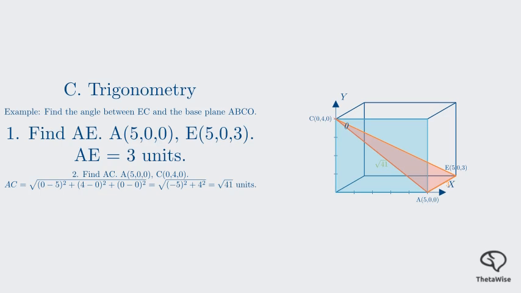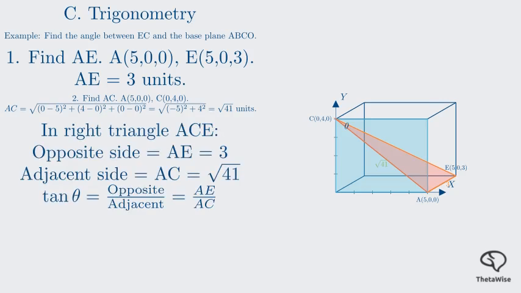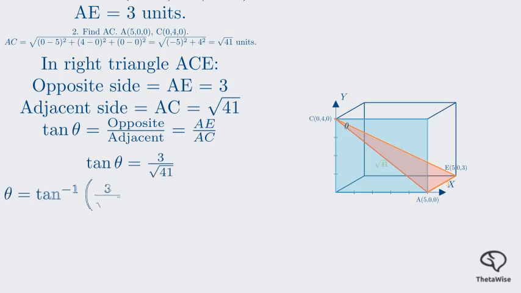Now we have 2 sides of the right-angled triangle ECA. Let's label the angle we want to find, angle ACE, as theta. From the perspective of angle theta, side AE is the opposite side, and side AC is the adjacent side. The trigonometric ratio that relates opposite and adjacent is tangent. So, tan theta equals opposite over adjacent, which is AE over AC. Substituting the lengths, we get tan theta equals 3 over the square root of 41.